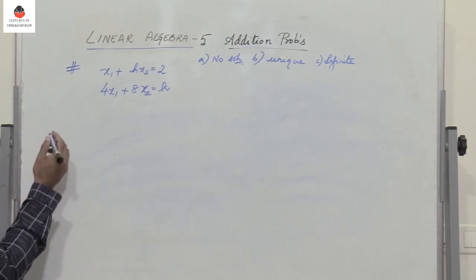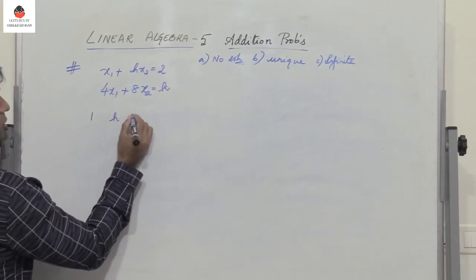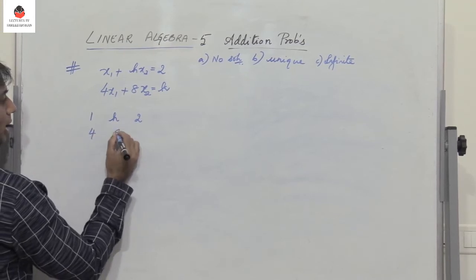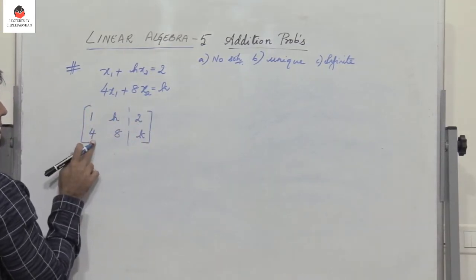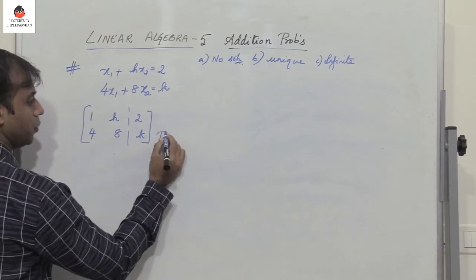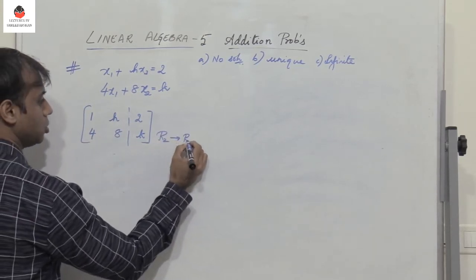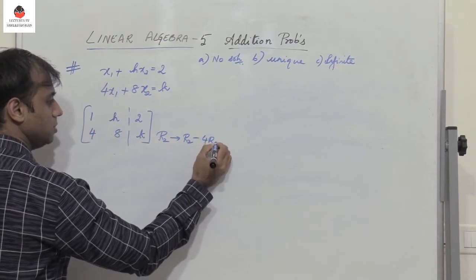So first write the augmented matrix [1 h 2; 4 8 k]. So this is the augmented matrix. Make this element 0. So perform the operation R2 is R2 minus 4 times R1.